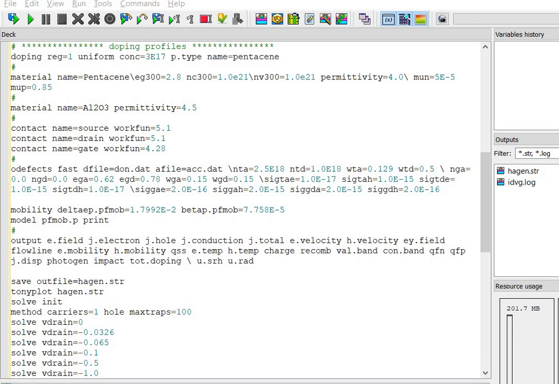Next, I have defined the mobility parameter, model statement. Next, I am using this command to retrieve the energy band diagram, potential, and electric field from the structure file. Next, I have saved the file and observed with the help of Tony plot command.